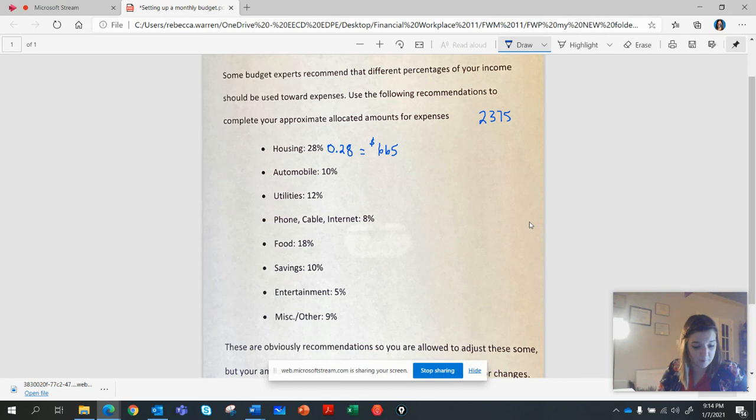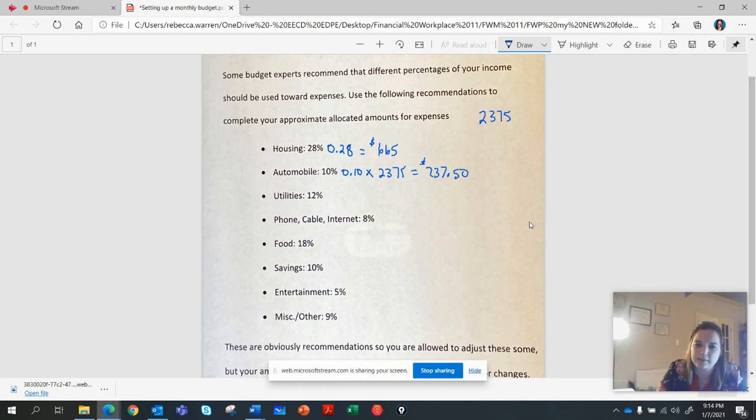My automobile, so that's 10% of my income. So that's going to be $237.50. I just did that in my head, but 10% is 0.10, and then you would times it by 2,375. And when you times it by 2,375, you get $237.50. So I shouldn't be spending too much more than $237.50 a month on a new car.